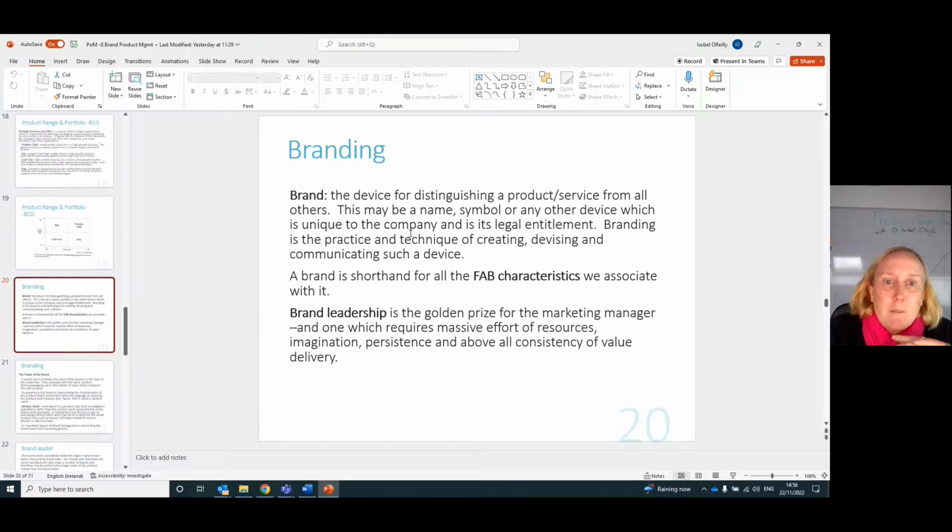So in this case, a brand is a device for distinguishing a product or service from all others. This may be the name, symbol, or any other device which is unique to the company and its legal entitlement. Branding is the practice and technique of creating, devising, and communicating such a device. A brand is shorthand for all the FAB characteristics we associate with it. So it allows the customers easy recall.